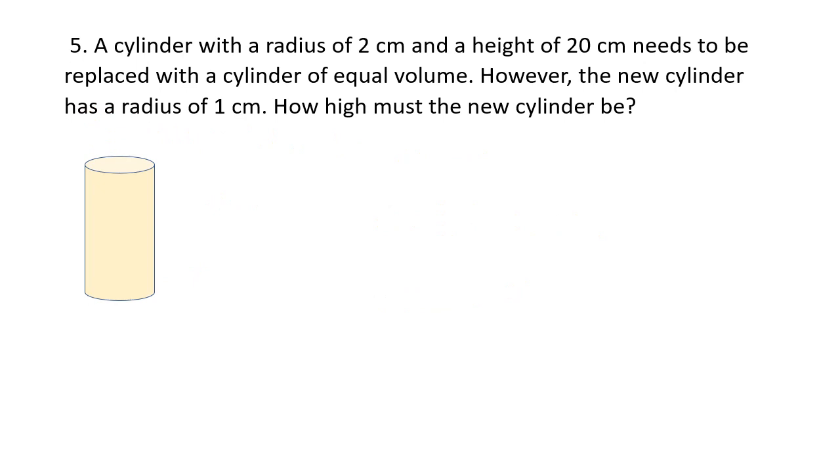A cylinder with a radius of 2 centimeters and a height of 20 centimeters needs to be replaced with a cylinder of equal volume. However, the new cylinder has a radius of 1 centimeter. How high must the new cylinder be? So this one, the radius is 2 centimeters. Height is 20 centimeters.